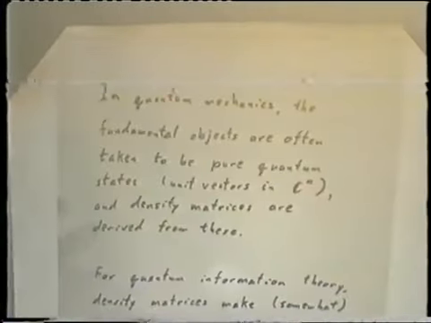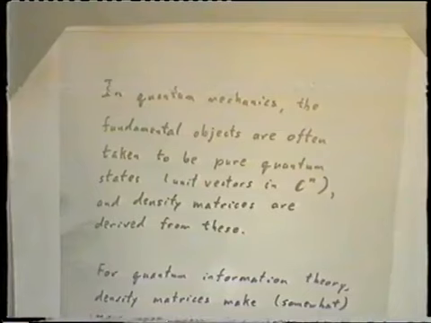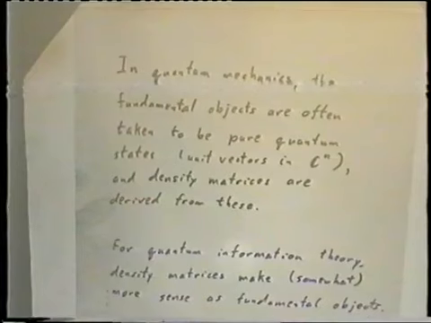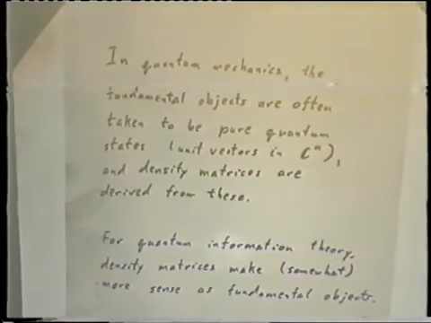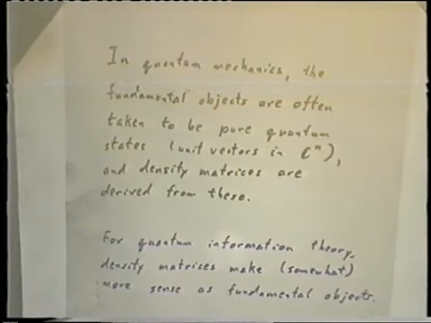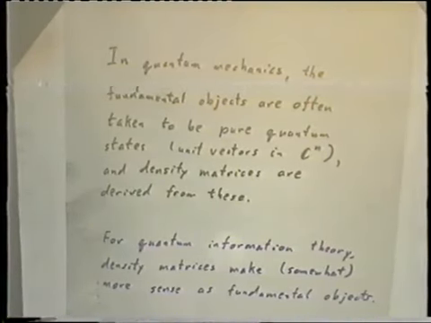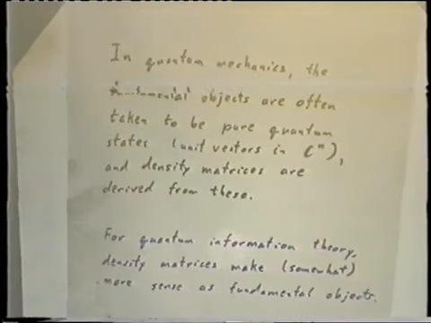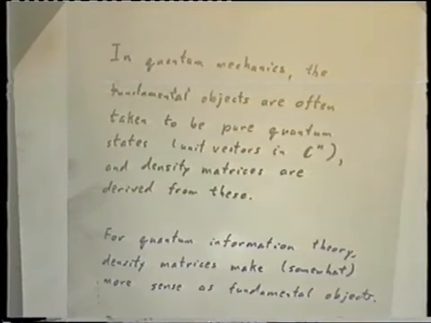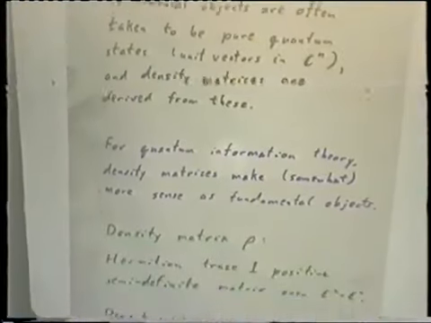So now I want to tell you what some of the analogs of these theorems are for quantum mechanical channels. In quantum mechanics, very often fundamental objects are taken to be pure quantum states, and density matrices are derived from these. And I'll tell you what density matrices are in a little while. But pure quantum states are unit vectors in C to the n. And a density matrix is a Hermitian, trace 1, positive semi-definite matrix over C to the n.